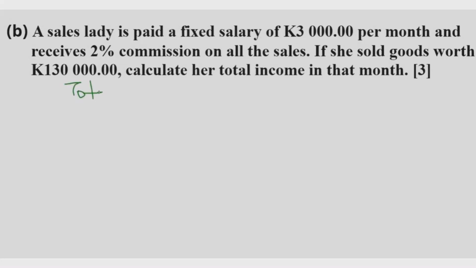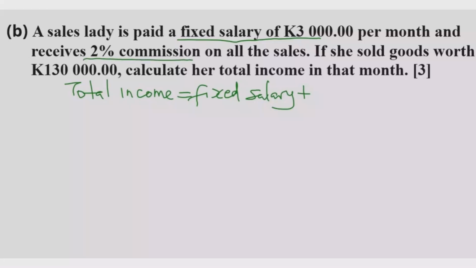total income is equal to the fixed salary plus commission. Now once we have come up with this, we can replace these terms by their numerical values. So how much is the fixed salary? We are told that is 3,000 kwacha.